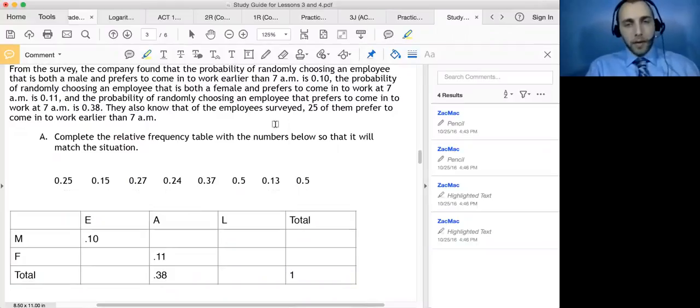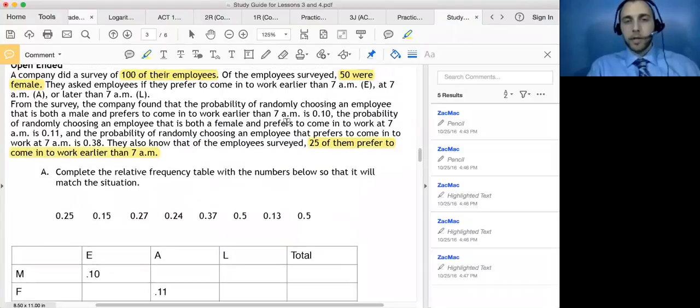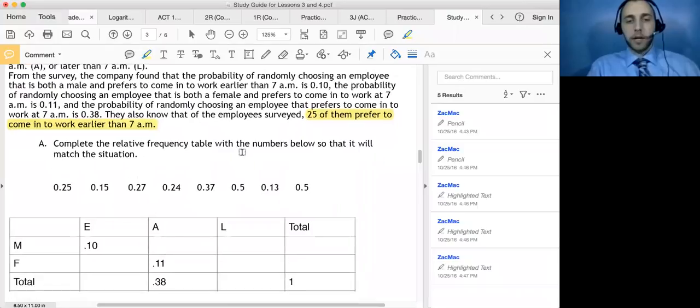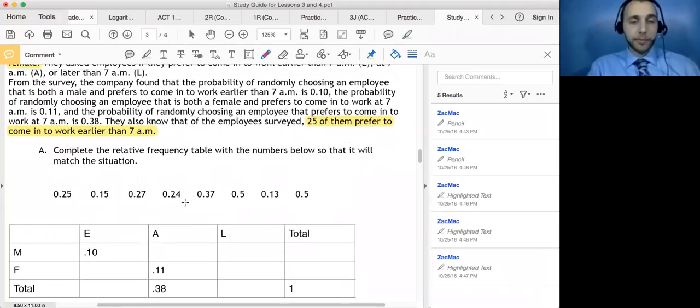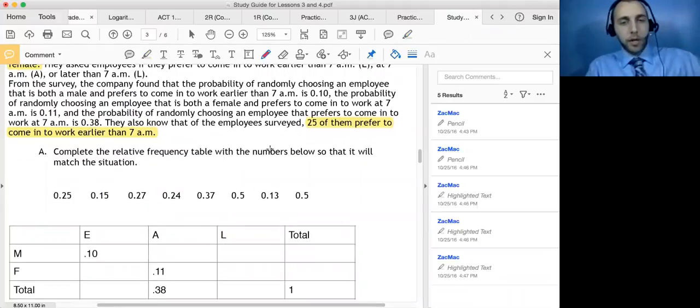They also know that of the employees surveyed, 25 of them prefer to come into work earlier than 7 a.m. So let's highlight that. That's important. The other stuff in here is important too, but they already took the liberty of putting that in the table for us, so we don't really need to worry about that too terribly much. So a goal here is to fill in the table with these numbers in this little answer bank here. So let's use some logic to do that.